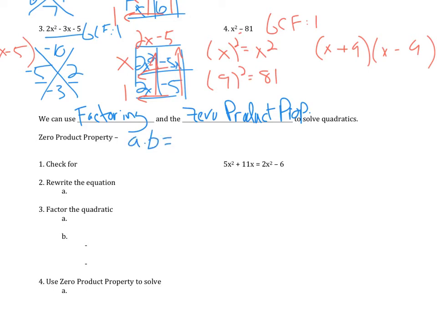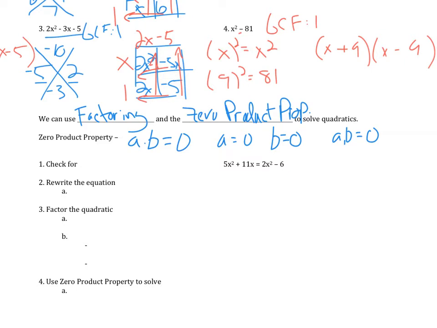So essentially the zero product property, what that states is if I have two things multiplied together, say A times B, I know one of three things. Since they're multiplied together, that means either A equals 0, B equals 0, or A and B both equal 0. It's the only way you get 0 when you're multiplying. So that's what zero product property is.